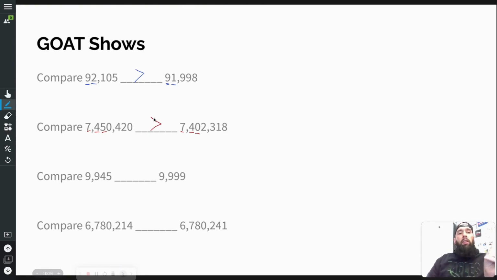So now we read this, that's a greater than symbol. Now we read this as 7,450,420 is greater than 7,402,318. All right, let's keep going. Let's use a different color.